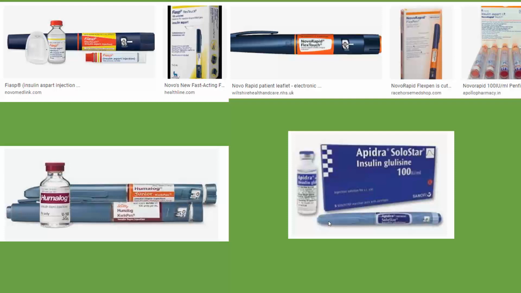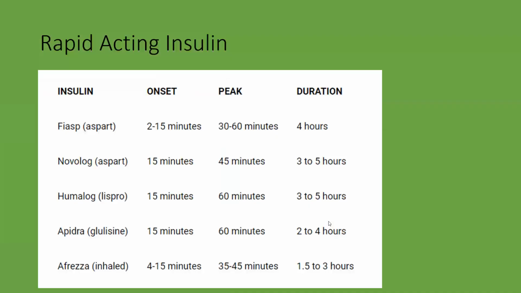And then this is an American version. It's not Novolog, it's Novo Rapid. It's Aspart. So onset of action is about 15 minutes, peak in 45 minutes, and duration 3 to 5 hours. Humalog is similar to Novorapid. So Humalog, Novorapid, Epidra, these three are interchangeable.